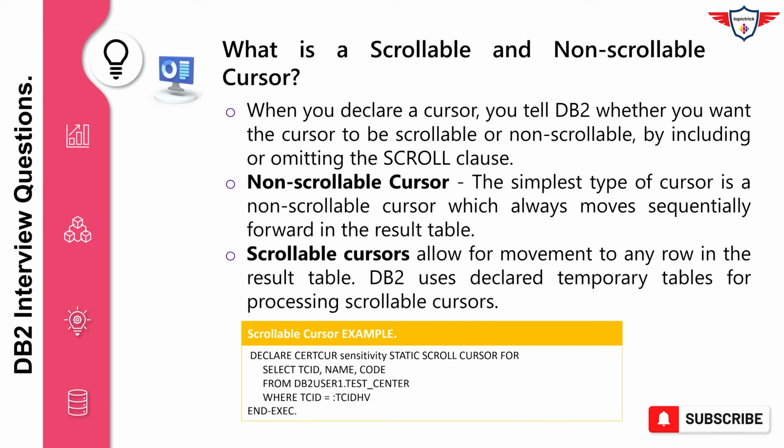Scrollable cursors allow for movement to any row in the result table. DB2 uses declared temporary tables for processing scrollable cursors. The declaration for a scrollable cursor has the following form.